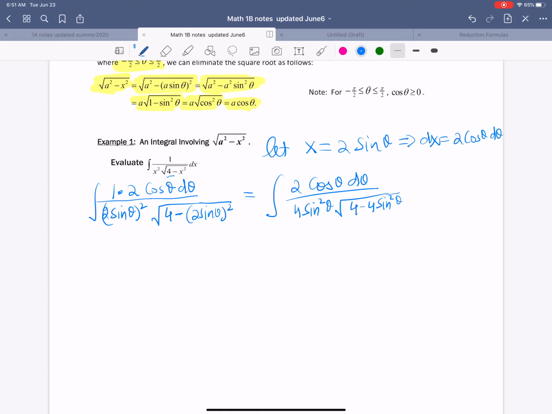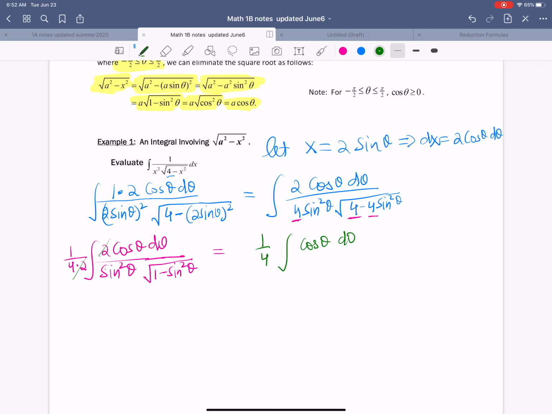Inside the square root, I have a 4 here, which I can pull out. 2 cos theta d theta divided by, I'm going to pull the 1/4 out here, sine squared theta, and inside the square root, I have a square root of 4, so I can pull the 2 out from the square root, and I would have 1 minus sine squared theta. I also see the 2 in the numerator and denominator will cancel.